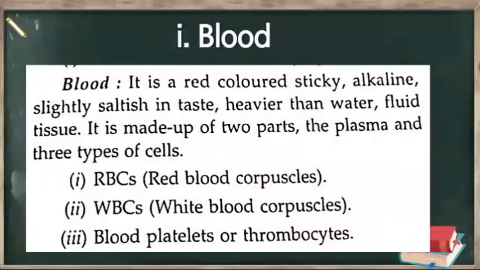Talking about blood, blood is a red colored, sticky, alkaline, slightly salty in taste, heavier than water fluid tissue. It is made up of two parts, the plasma and three types of cells: RBCs, red blood corpuscles, WBCs, white blood corpuscles, and blood platelets or thrombocytes.